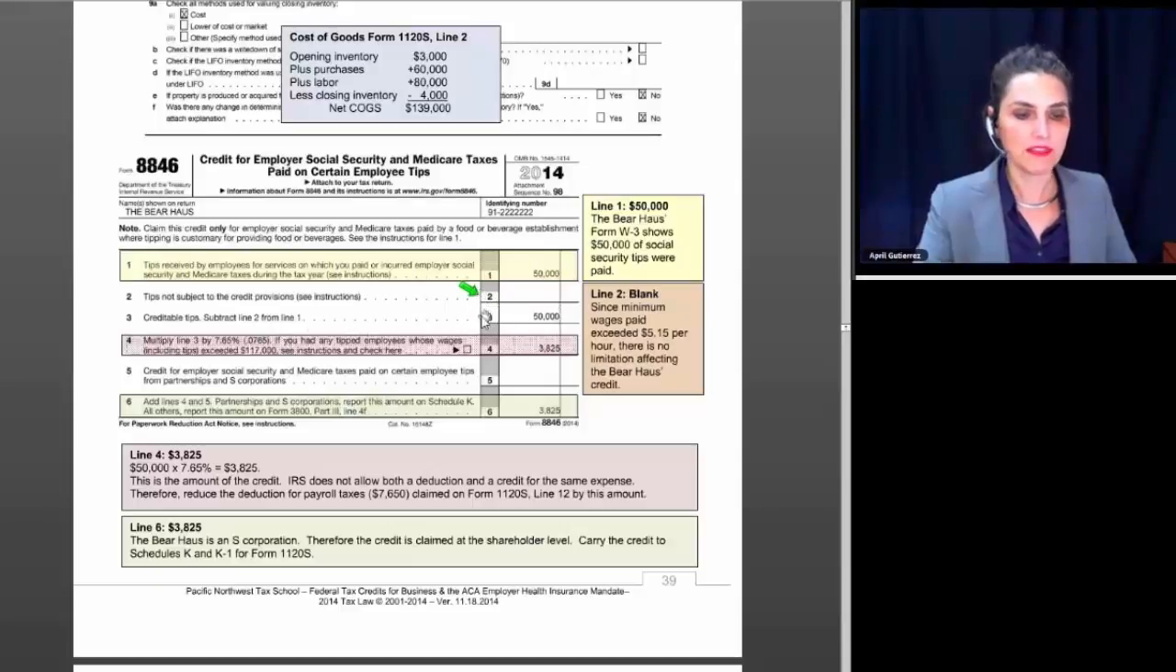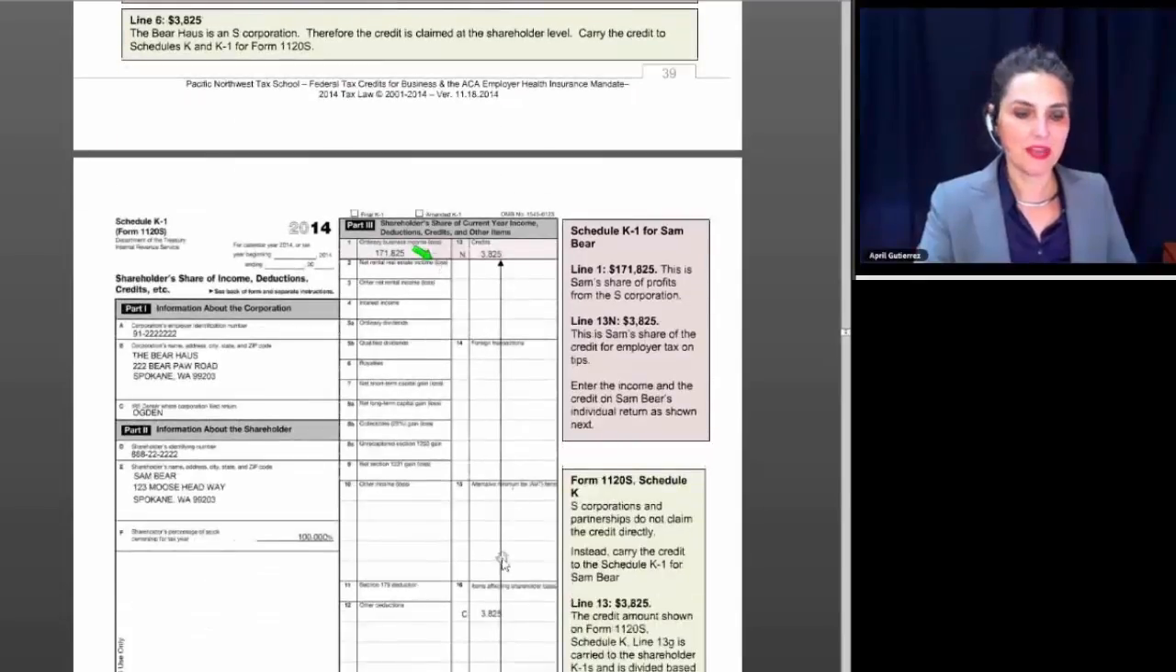We then multiply the total of $50,000 by 7.65%. We get $3,825. None of that is attributable to a passive activity, so it's all going to be allowed on line 6. And of course, then it carries over to the K1.